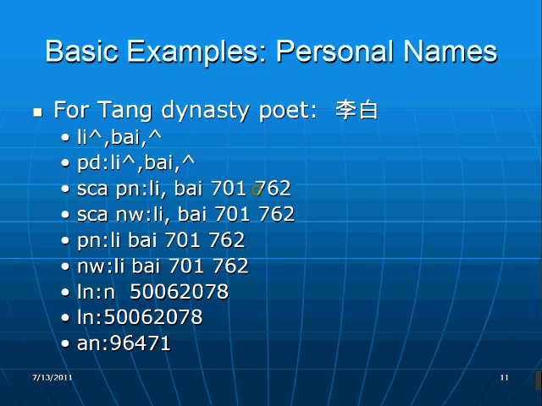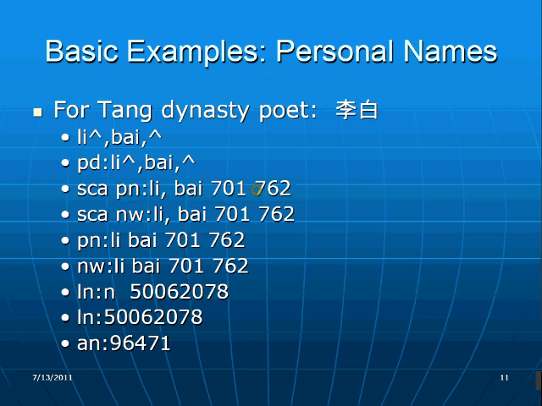On connection client, we will briefly review basic search and browse commands of the OC NACO 35 through connection client. The first are personal name search browse commands. For instance, for this Tang Dynasty poet, some command possibilities include the caret comma by comma caret, pd colon the caret comma by comma caret. For browsing, scapy and colon the comma by 701762 or scap NW colon B comma by 701762. For keyword search without scare space, PN colon B by 701762 or NW colon B by 701762.